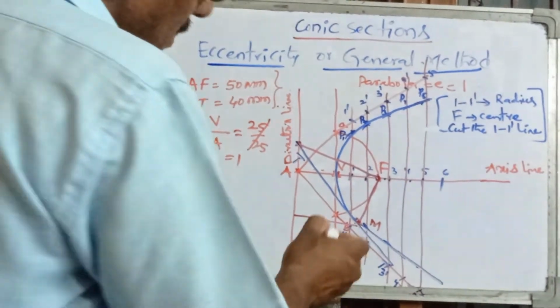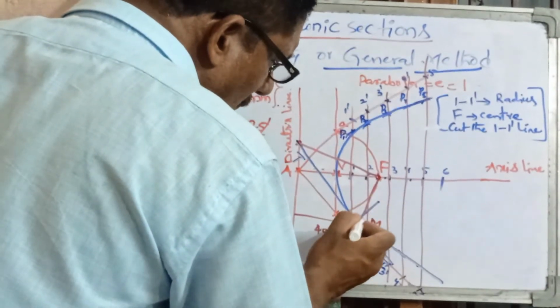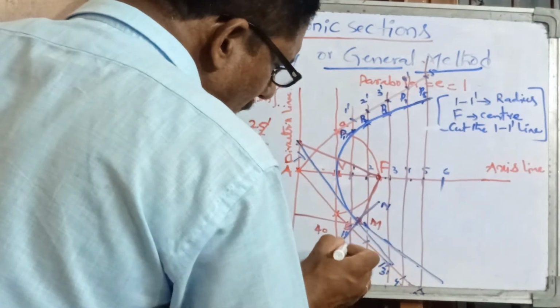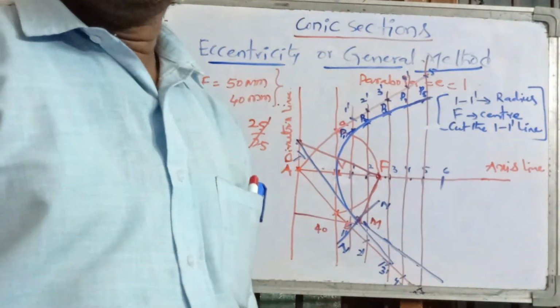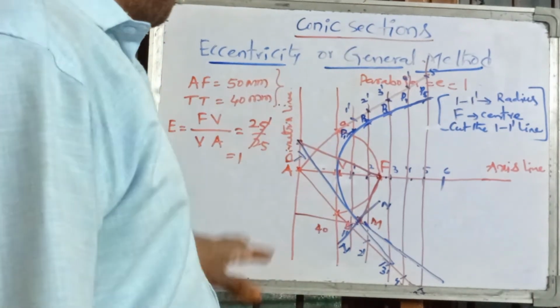It is called tangent. And at point M draw a perpendicular to this line. It is called normal. Normal is always perpendicular to the tangent. Okay, once again I will explain clearly. So listen, all of you.